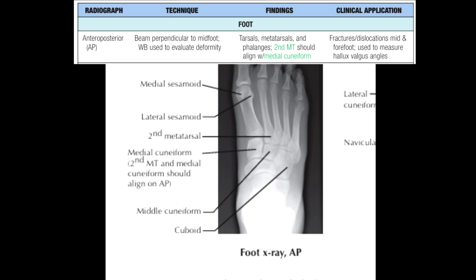The AP view also allows us to evaluate for deformities, such as hallux valgus, by measuring the hallux valgus angle and intermetatarsal angle. Clinically, this makes the AP view indispensable not only in trauma, but also in the evaluation of chronic deformities and surgical planning for bunion correction.